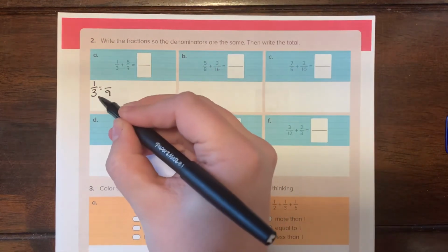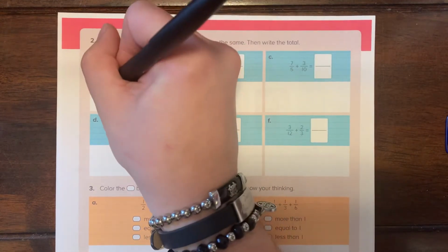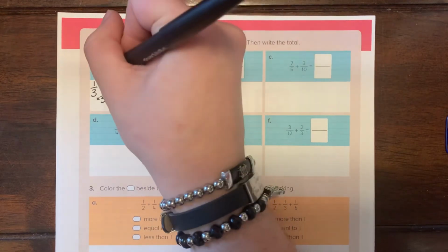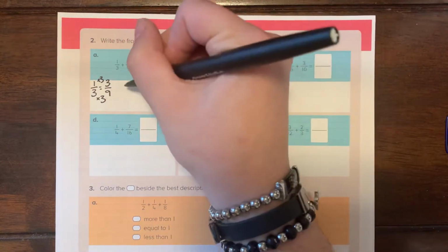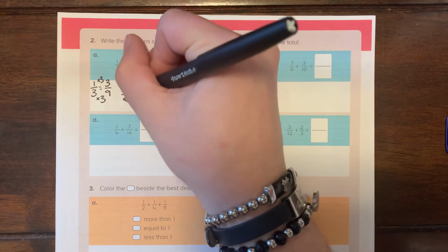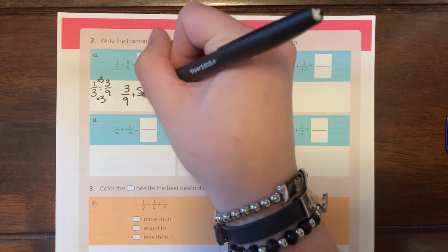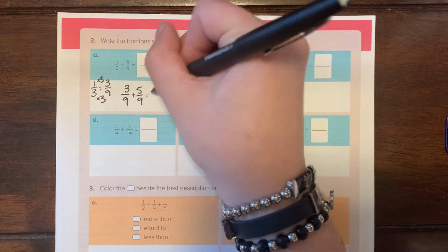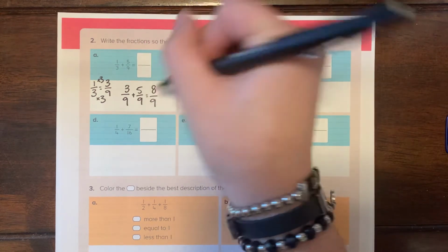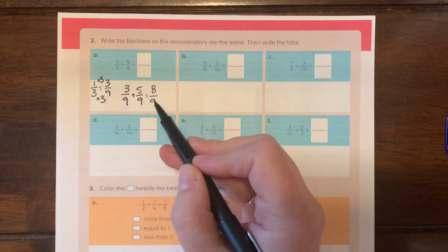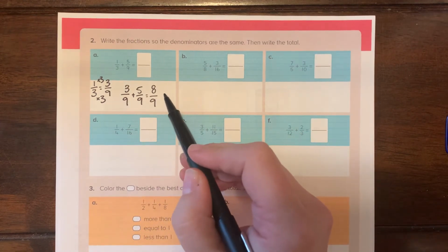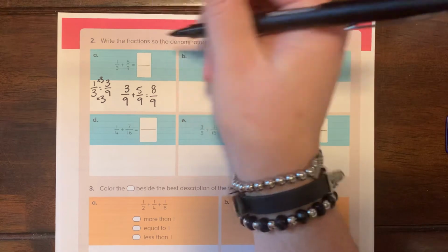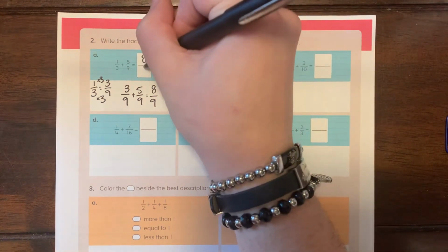What do we need to multiply by 3 to get to 9? We're gonna multiply by 3 and do it to both sides, and it's 3/9. So our new problem is 3/9 plus 5/9, which equals 8/9. And how many ninths is that away from 1? It's 1/9 away from 1, because if we had 9 over 9, it would equal a whole. But this is the answer, so 8/9.